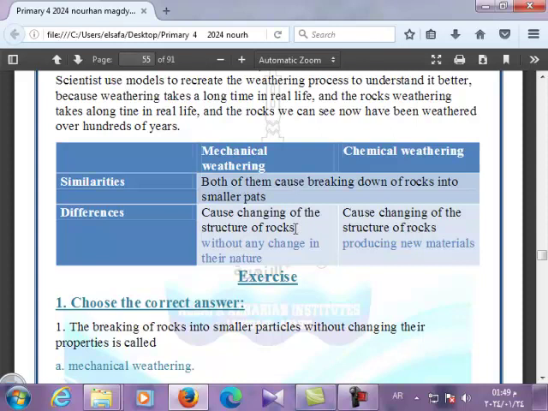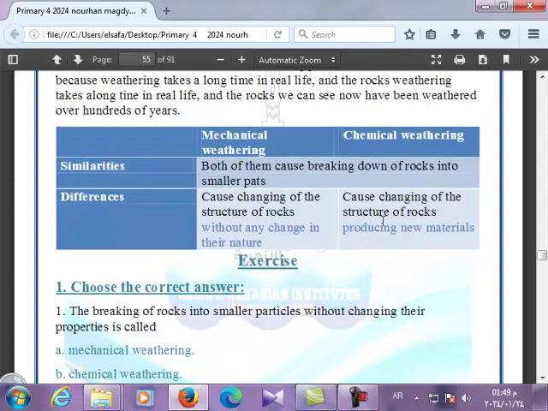Mechanical weathering only breaks down rocks into smaller pieces, but does not make any change in the rock or produce new material. Chemical weathering produces new material and makes a change in the rock structure.